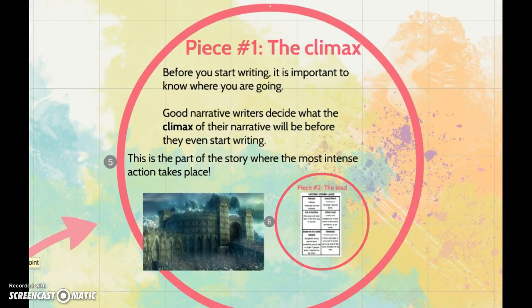The first piece we're going to talk about today is the climax. Great writers really start at the end and then work their way backwards. Before you start writing, you really have to know where you're going. It's the same as when you take a road trip. Good narrative writers decide what the climax of their narrative is going to be before they even start writing. The climax is the part of the story where the most intense action takes place.